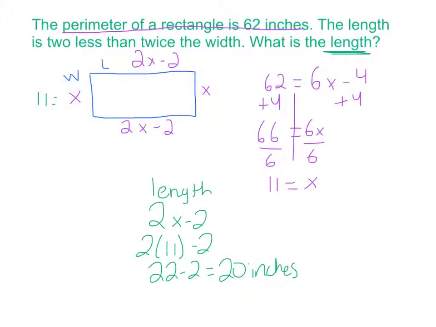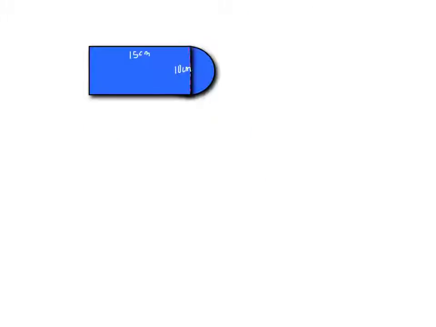The last thing I should always do is double check. So if I have 11, 11, 20, and 20, is my length 2 less than twice the width? Well, twice the width would be 22, and 2 less than that is 20, so that's good. And now I want to see, is my perimeter 62? And it is. So I've completed the problem.